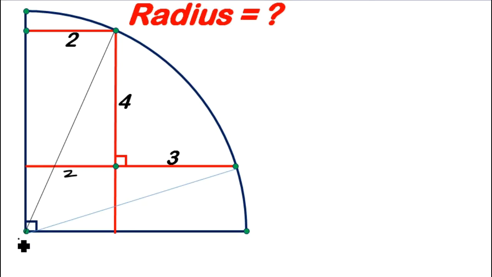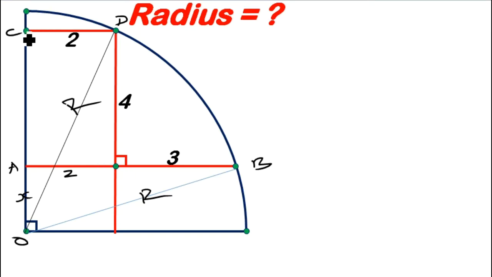Any line from the center to the circumference is the radius, meaning from O to this point. Let us call the points A, B, C, D. So from O to B at the circumference is the radius R. Again, from O to D at the circumference is the radius R. Now, if we let the length from O to A be X, then from O to this point is also X.